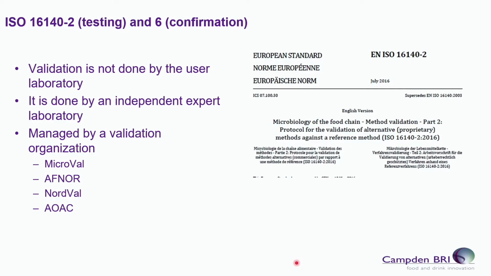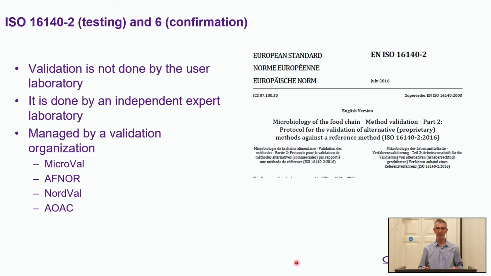Okay, if we move on now and look a little bit more at one of those standards, that's the Part 2 standard, which covers the validation of proprietary test methods. These are the kits that you buy off the shelf from manufacturers to do particular types of test. Now, the way the validation is done shouldn't really be a concern of individual laboratories that are using the methods.